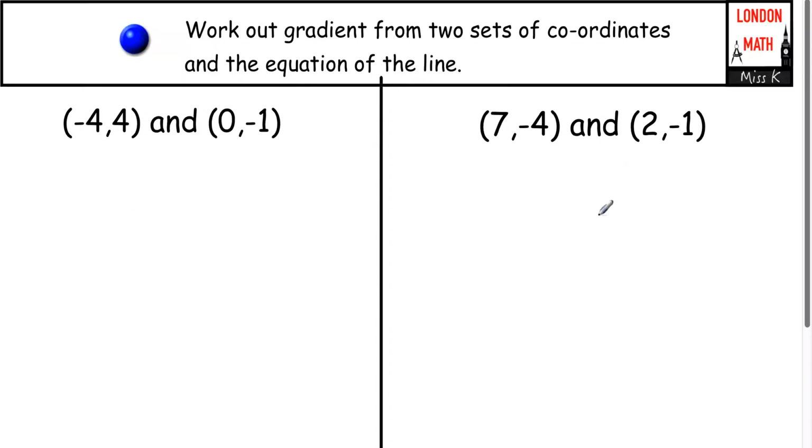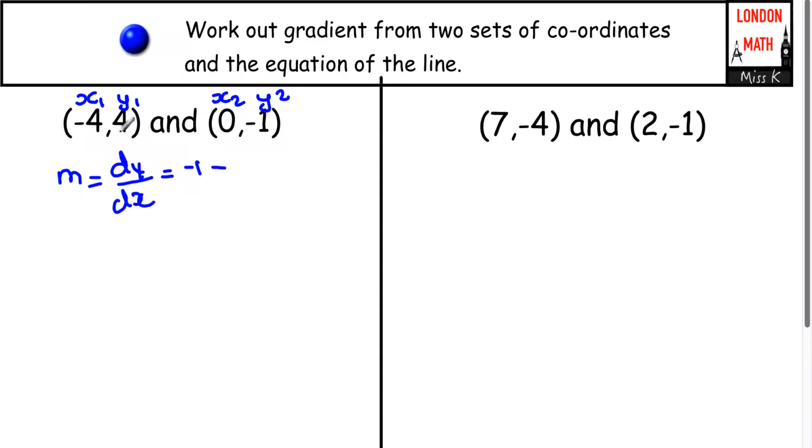First of all, very importantly, we're going to find out our gradients. Now, gradients we can describe as m, because it comes from y equals mx plus c, where m stands for the gradient. First of all, let's label this x1, this x2, this y1, this y2. So the gradient is the difference of the y's over the difference of the x's, and we start off with our y. So y2 is -1.